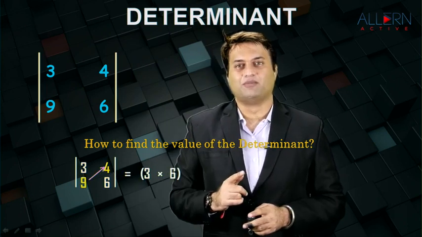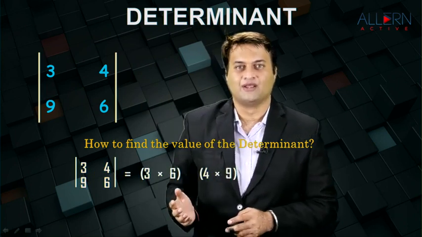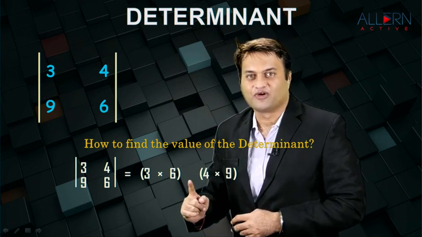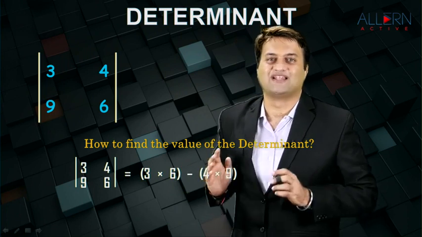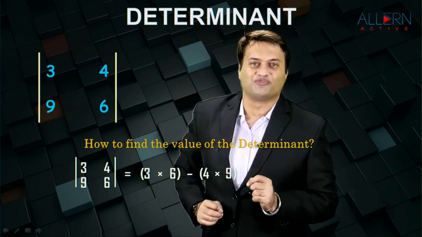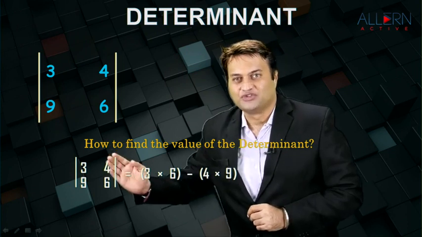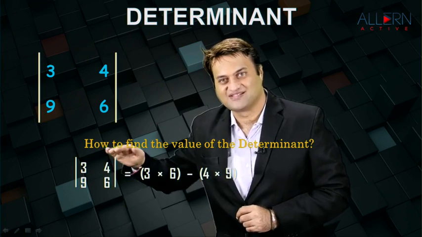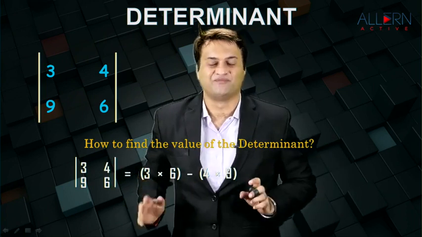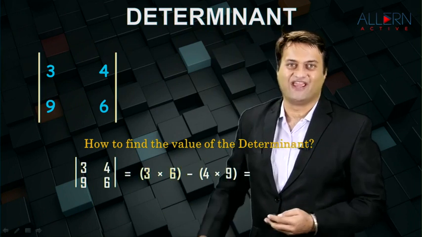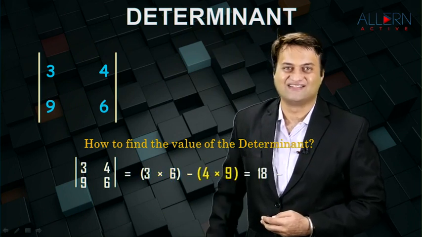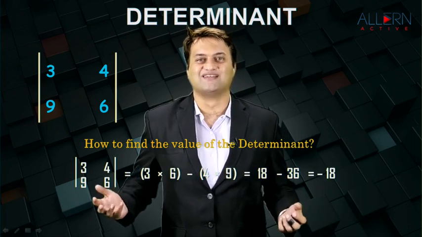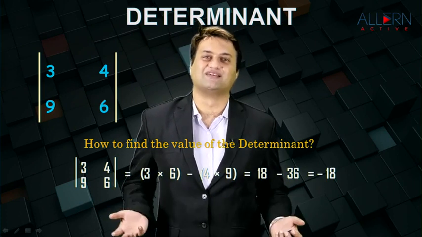Then the next bracket will be 4 into 9, right. So the first bracket is 3 into 6. The next bracket is 4 into 9. Just don't forget to put the minus sign in between. That's the rule. So that's how you find the value of a determinant. You just simply cross multiply: 3 into 6 minus 4 into 9. As simple as that. Let's calculate. 3 6s are 18, 4 9s are 36, 18 minus 36, that's minus 18. The value of this determinant is minus 18.